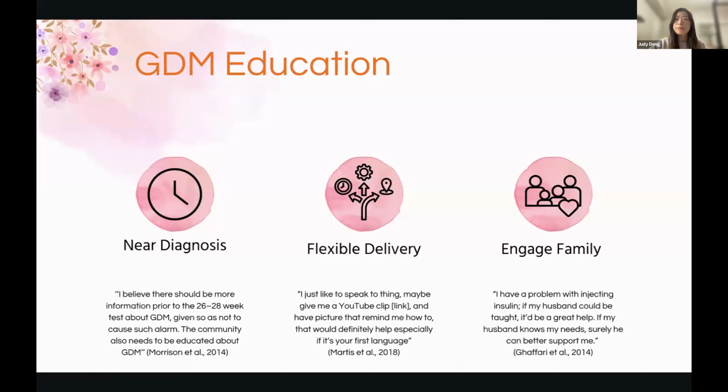And finally, many mentioned that they would prefer their education to also include their family members. For example, someone shared, "I have a problem with injecting insulin. If my husband could be taught, it'd be a great help. If my husband knows my need, surely he can better support me." This shows how useful it might be if family members are actively engaged as well.